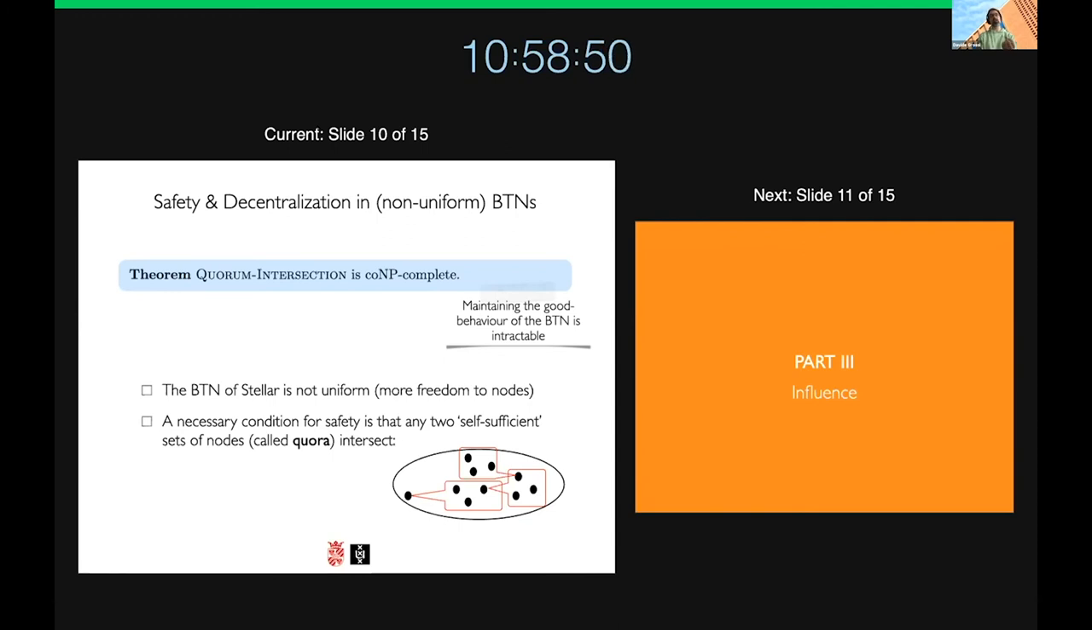Why is this an interesting problem? Because if we want the system to be safe, any individual decision by the nodes to select who they want to trust should somehow guarantee quorum intersection. In other words, we are putting on the nodes a requirement to guarantee a kind of global safety property of the network. And our result shows that, in fact, this decision problem is computationally hard. It's coNP-complete, so it's in principle intractable. That, of course, doesn't mean that it's not feasible in practice. It just says that it is potentially a stumbling block in the pathway to provide full decentralization to the system.